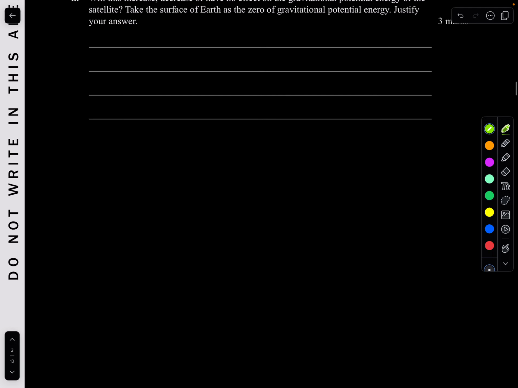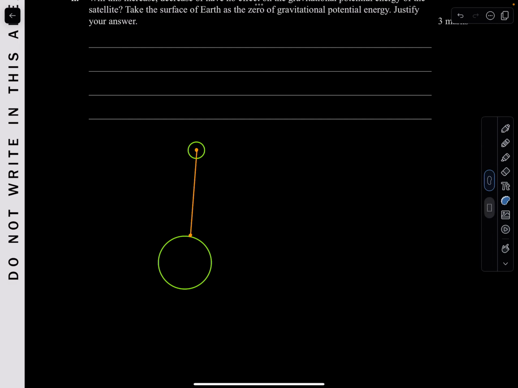For example, if I draw Earth here, and I draw the satellite. Of course, we're taking distance from the surface of the Earth. Let me move this nicer, like that. Okay, so we know that the surface is where, think of it as like a ground, and at the surface they told us that the gravitational potential energy must be 0.